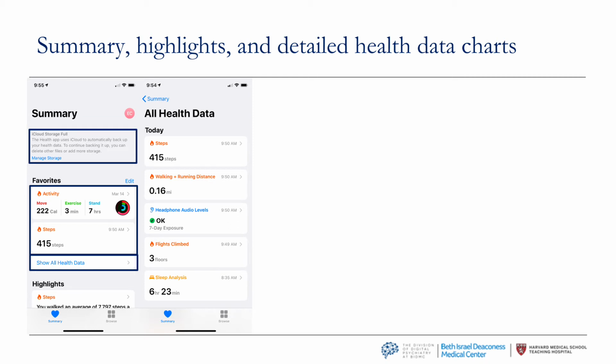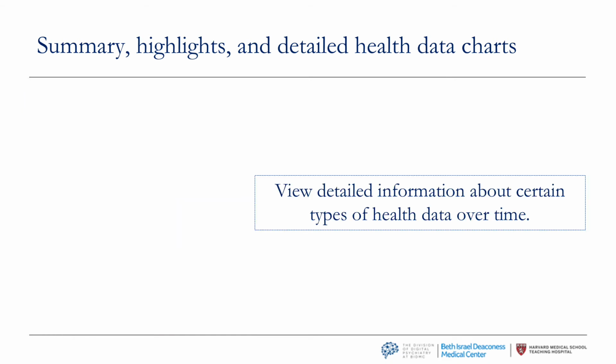If you tap on All Health Data, you'll be able to see more summary cards for different types of health data, including headphone audio levels, flights of stairs climbed, as well as detailed sleep analyses, and more. If you tap on the Browse tab at the bottom of the app, you'll also be able to see detailed information about different types of health data over time saved in Apple Health. Here's what that looks like.